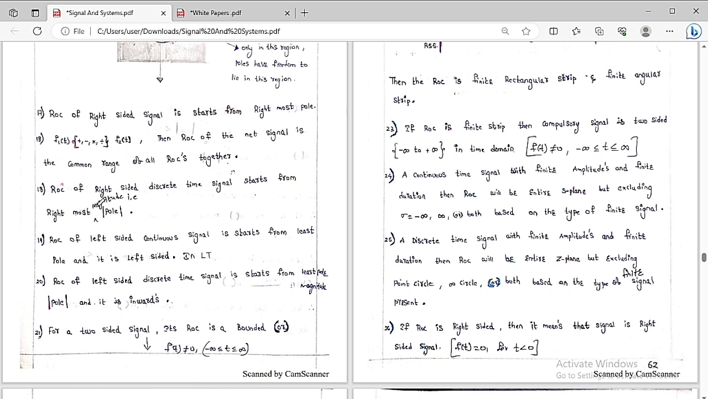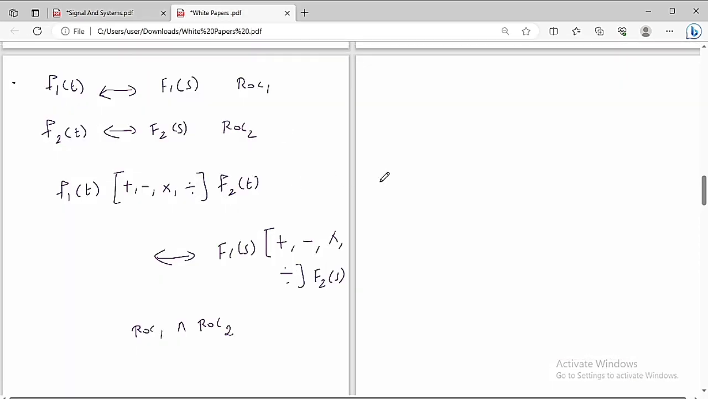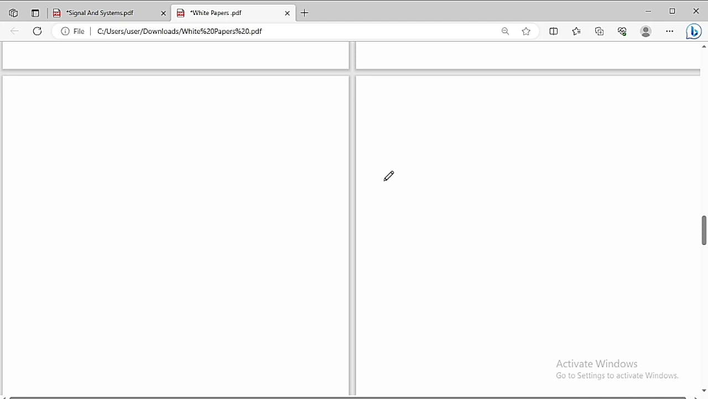The next thing is that the ROC of a right sided discrete time signal starts from the rightmost magnitude of the pole. This point I have already told you. That is the magnitude of the pole. So listen carefully, let me tell you the same concept for the discrete time domain. Suppose there is a discrete time signal f1 of n, which is a right sided signal, so f1 of n is equal to 0 for n less than 0.